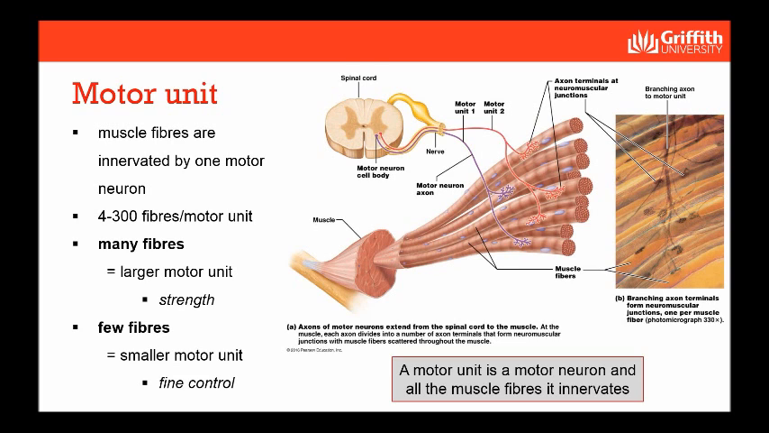Smaller motor units innervate a small number of muscle fibres. Smaller motor units are used for very small, delicate movements, such as those executed by the fingers during manipulative tasks. So, large motor units are utilized for their strength, and small motor units are used for fine control.